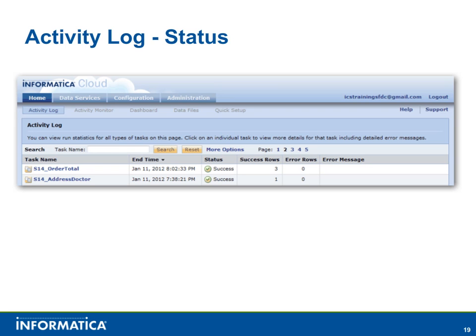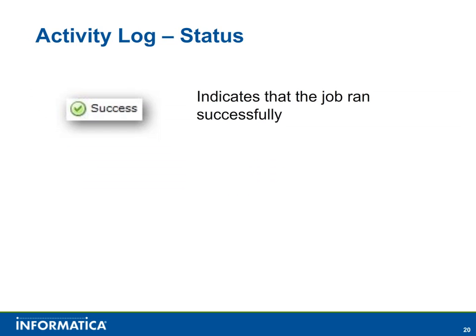After you run a task, the first thing you'll want to review in the activity log is the status of the job. This information displays in the status column on the activity monitor. A job will have one of three statuses. The first is success. This indicates that the job ran successfully without any errors.